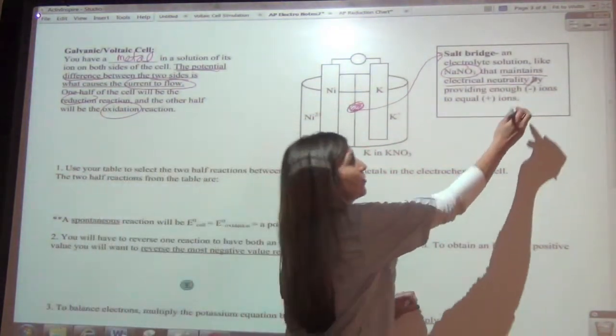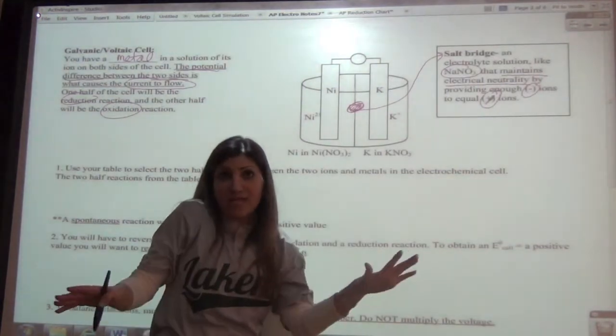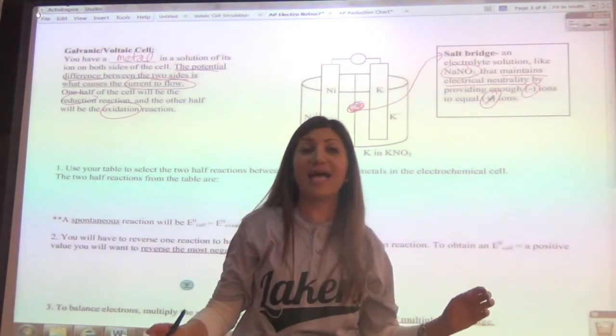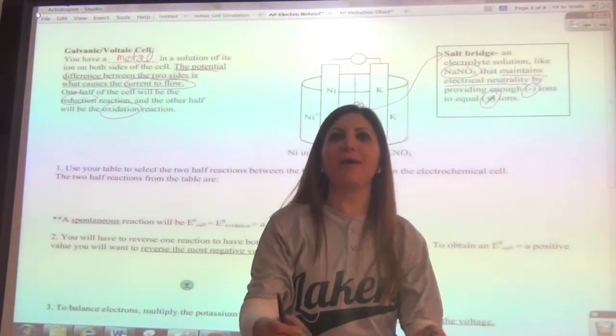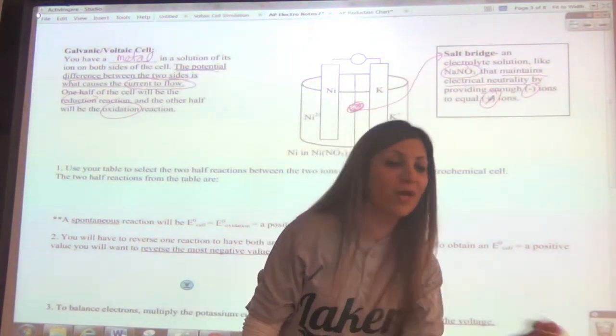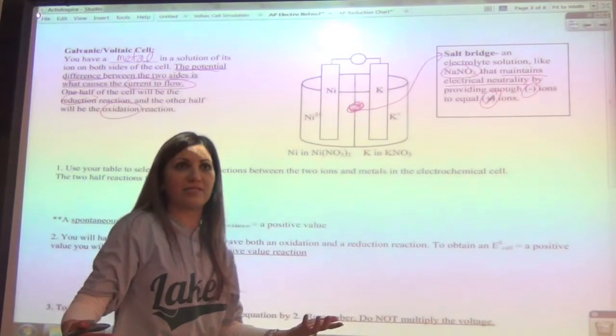What it does is it provides negative ions and positive ions to both sides of your battery, depending on what side needs it. And it happens naturally. It's not like I'm going to go in and set it up and say, hey, electrons, I want you to go that way, and hey, positive ions, I want you to go that way. It doesn't work that way. It naturally just happens, okay?